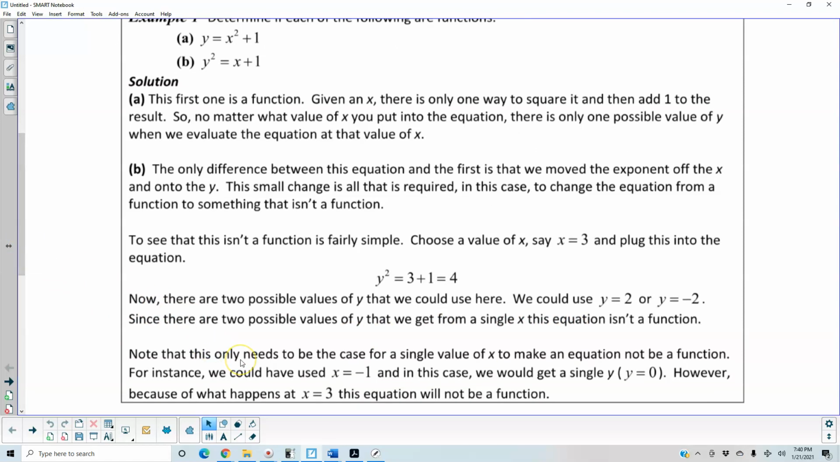Note that this only needs to be the case for a single value of x to make an equation not be a function. For instance, we could have used x is equal to negative 1, and in this case, we would get a single y is equal to 0. However, because of what happens at x equals 3, this equation will not be a function.